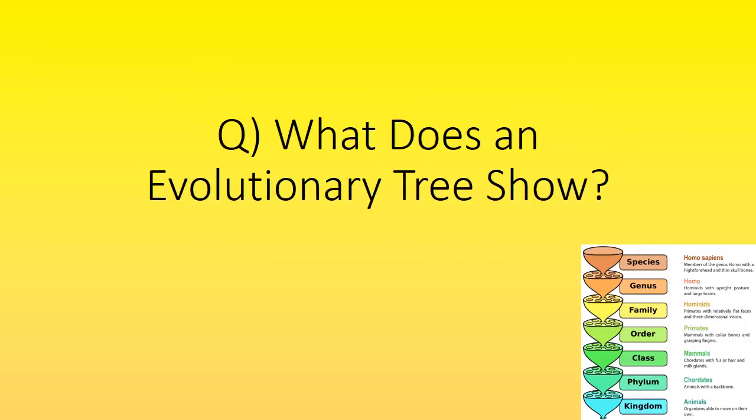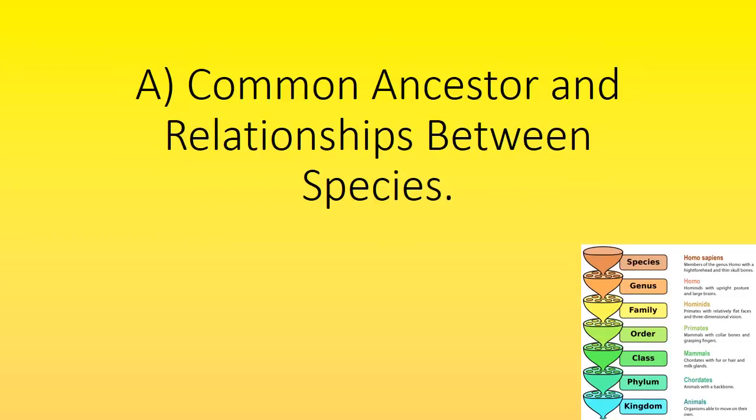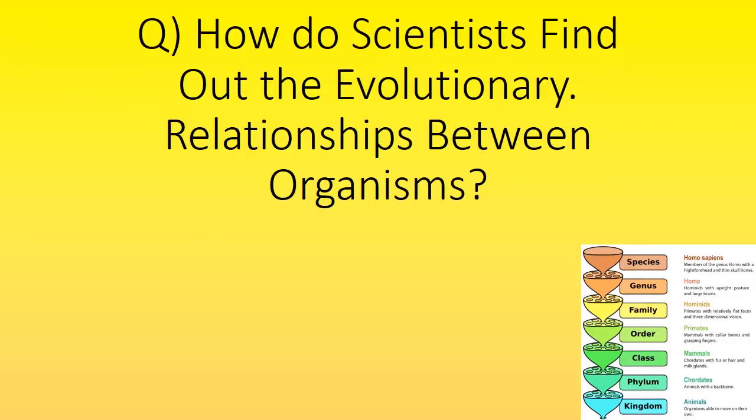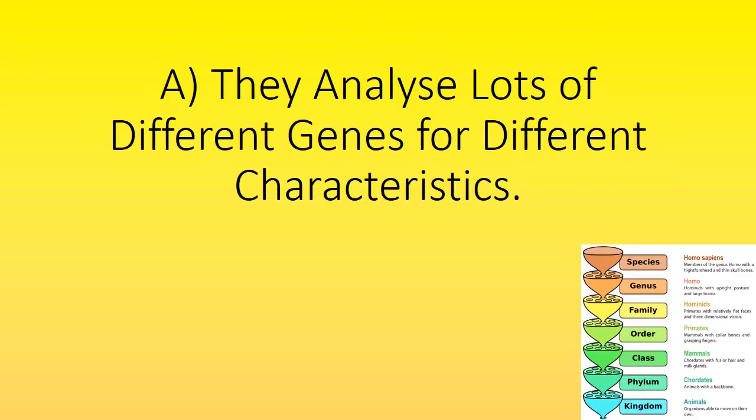What does an evolutionary tree show? Common ancestors and relationships between species. How do scientists find out the evolutionary relationship between organisms? They analyze lots of different genes for different characteristics.